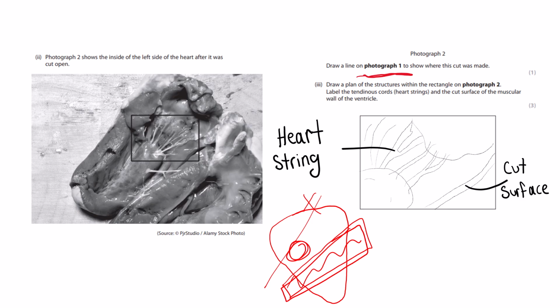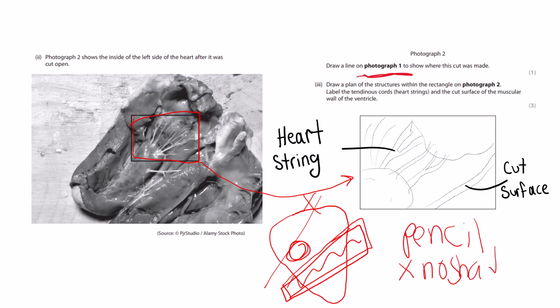So over here is the picture of the heart, and just simply draw it over here using pencil, of course. No shading. And of course, when you're labeling a diagram, always label using a simple line. Do not put an arrow. So this is wrong. Just make a line and then write down what you want to write.